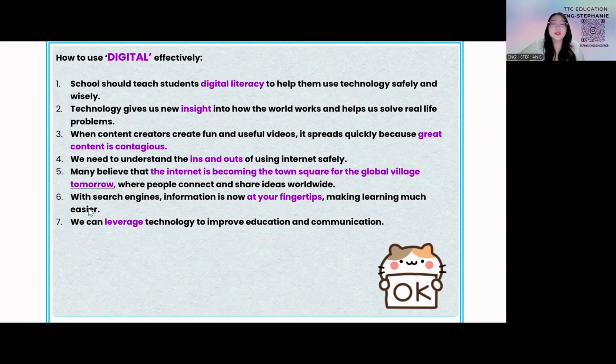Next one, search engines. Information is now at your fingertips, making learning much easier, where you can access it anytime, anywhere. We can leverage, meaning use, technology to improve education and communication. So how can you use them effectively?